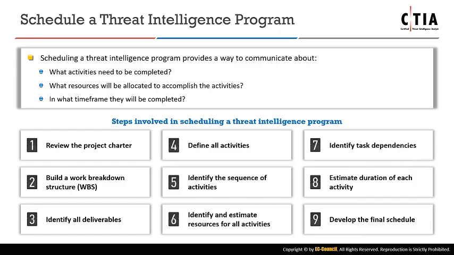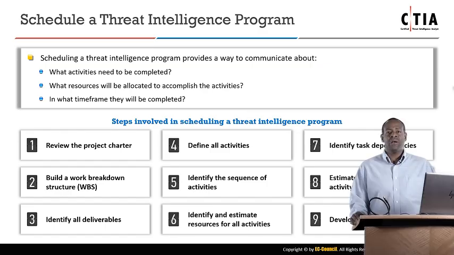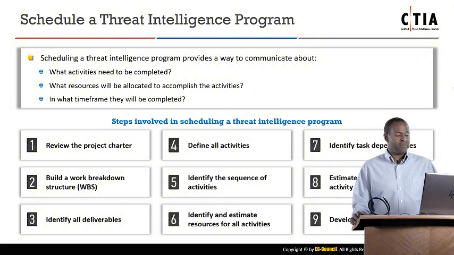So let's look at the steps involved with scheduling a threat intelligence program. Number one, review the charter. The charter is a great place to start because it gives us specific information on the purpose of the threat intelligence program, the reason for its establishment, and what we want to accomplish with it. So we start there with the broad strokes of what we're going to be doing with the program.